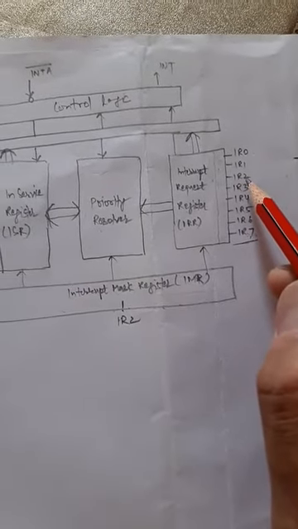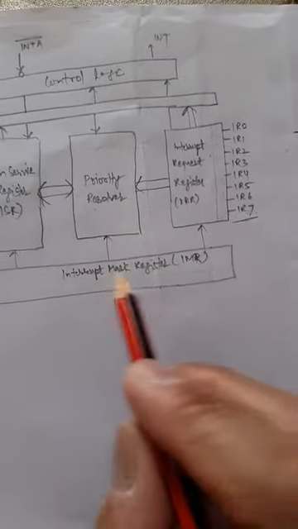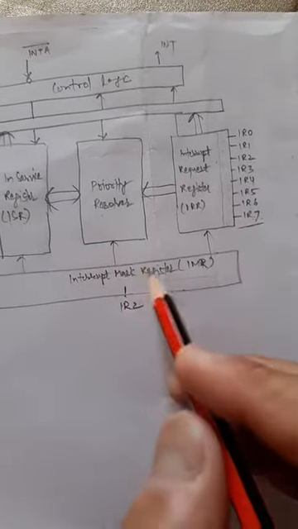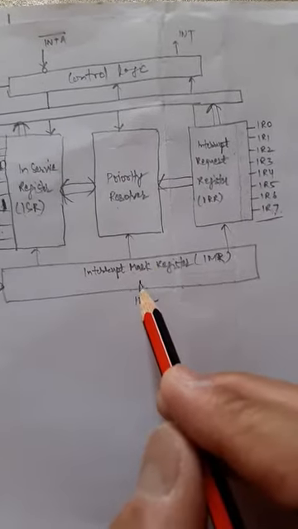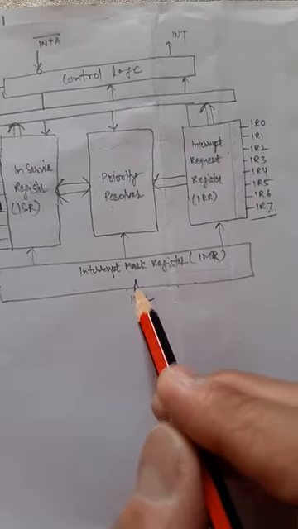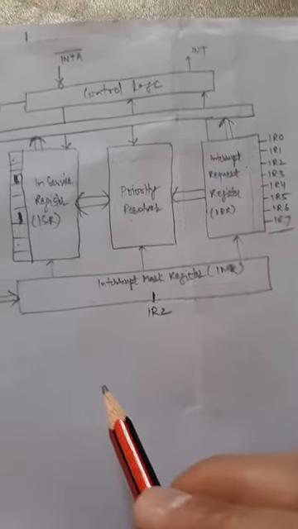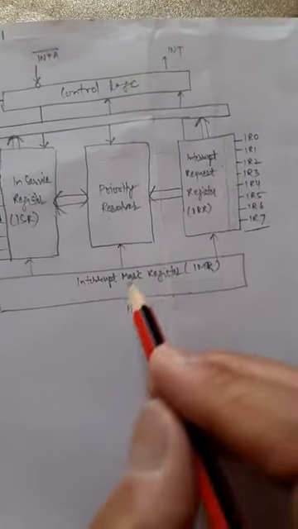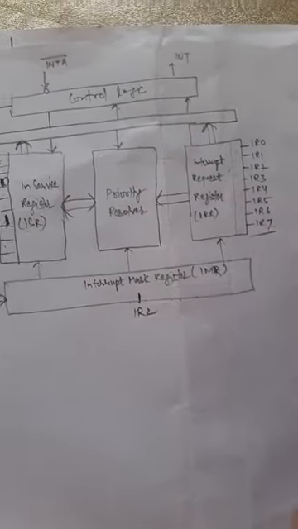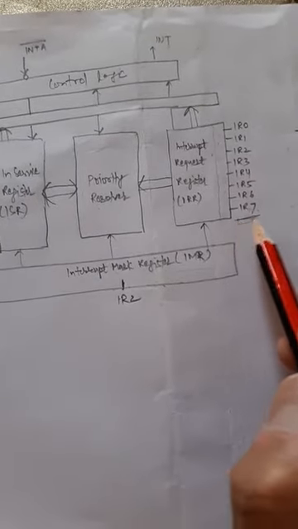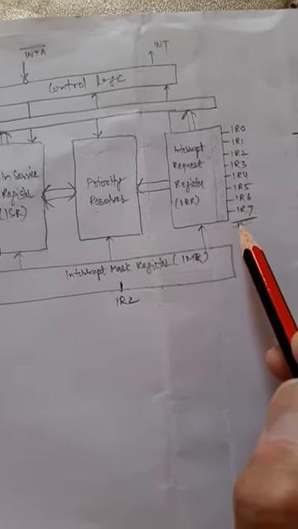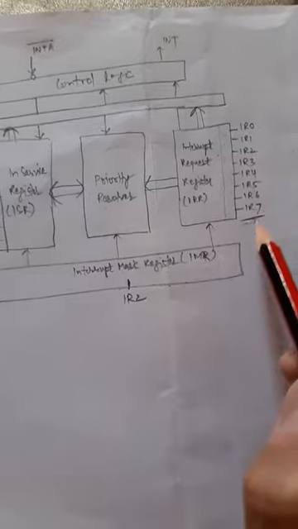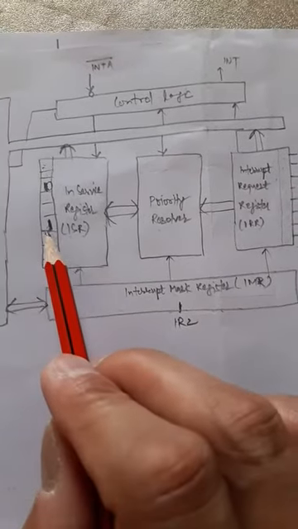Why is IR2 discarded? Because when the priority resolver checks the interrupt mask register, it found that IR2 is a masked interrupt. So the MPU is not interested in servicing IR2 right now. That's why this interrupt is completely discarded. And IR7 is a pending interrupt because it is of lower priority than IR5, whose ISR is being serviced right now.